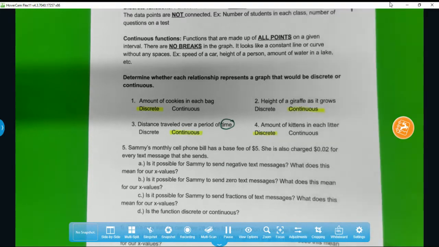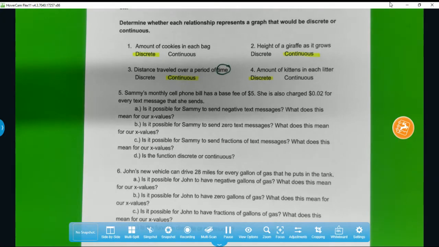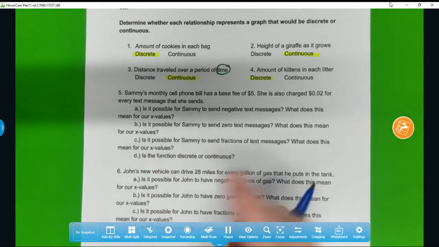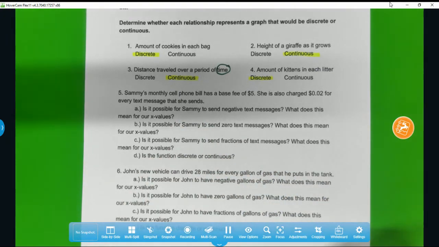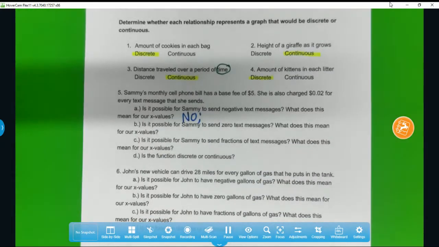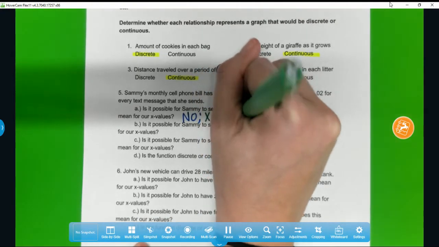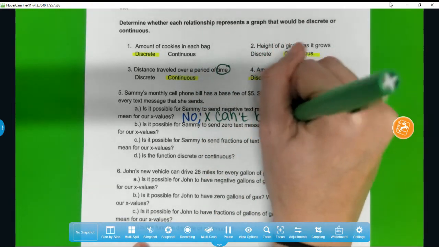Okay, so let's look at these examples down here at the bottom. So Sammy's monthly cell phone bill has a base fee of $5. She is also charged 2 cents for every text message that she sends. So let's answer these questions to help us determine if it is discrete or continuous. So is it possible for Sammy to send negative text messages? No, it's not possible. Okay, so what does that mean for our x values? It means x can't be negative.